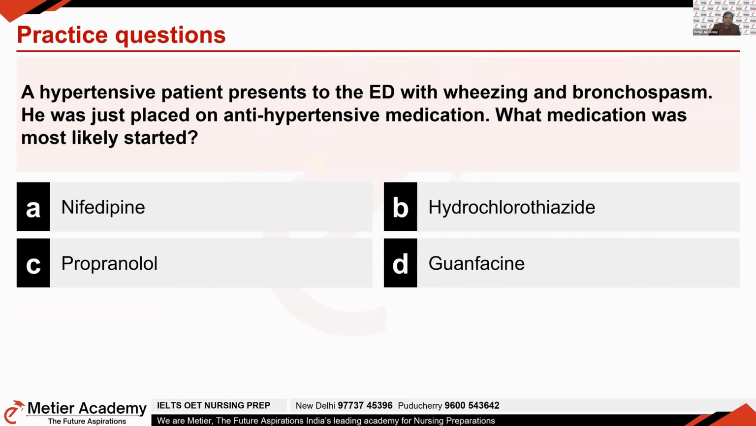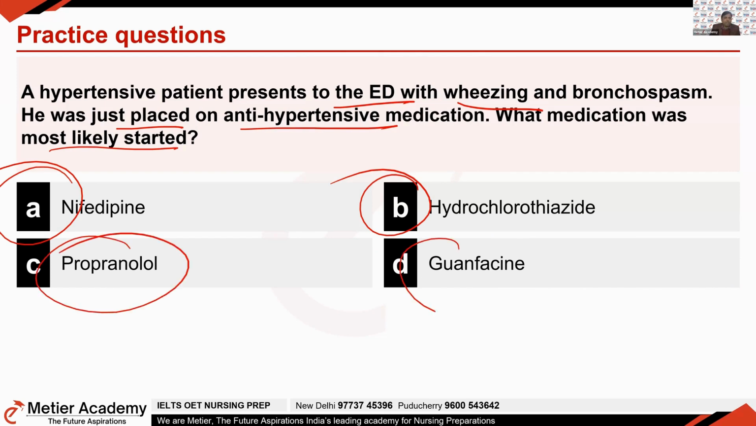Next question: a hypertensive patient presents to the emergency department with wheezing and bronchospasm. He has just been placed on antihypertensive medications. Which medication is most likely to be started? It's a very important question as well as a direct question. Option A, nifedipine. Option B, chlorothiazide. Then we have propranolol and guaifenesin.